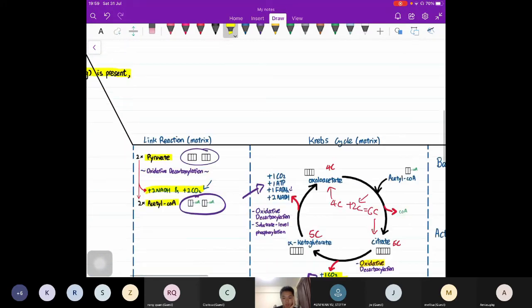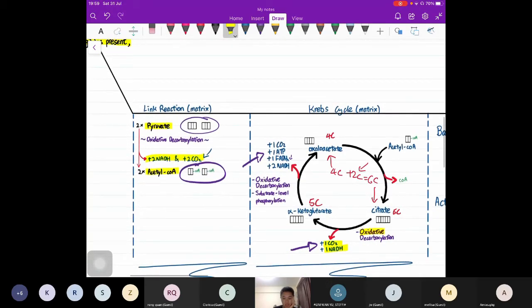Krebs cycle is math, just math. Okay, 4 plus 2 you get 6. 6 minus 1 you get 5. 5 minus 1 you get 4. Why minus 1 is just because that's how Krebs cycle works. Okay, so just remember it's plus minus minus. So 4 plus 2 is 6, minus 1 is 5, minus 1 is 4.